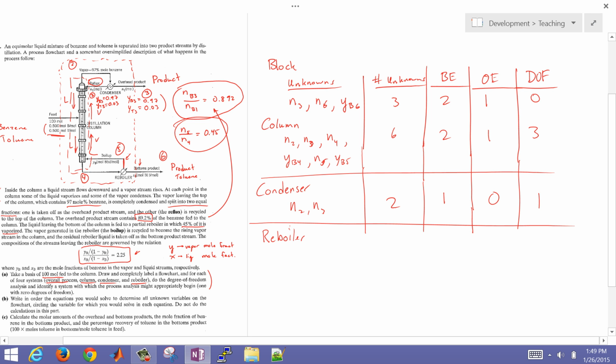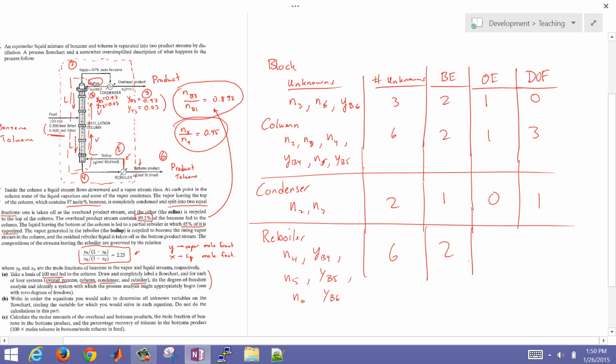Okay, so the reboiler is going to have N4, YB4, N5, YB5, N6, and YB6. Okay, so all of those, that's going to give us 6 variables. And then we have 2 balance equations that we can write around the reboiler.